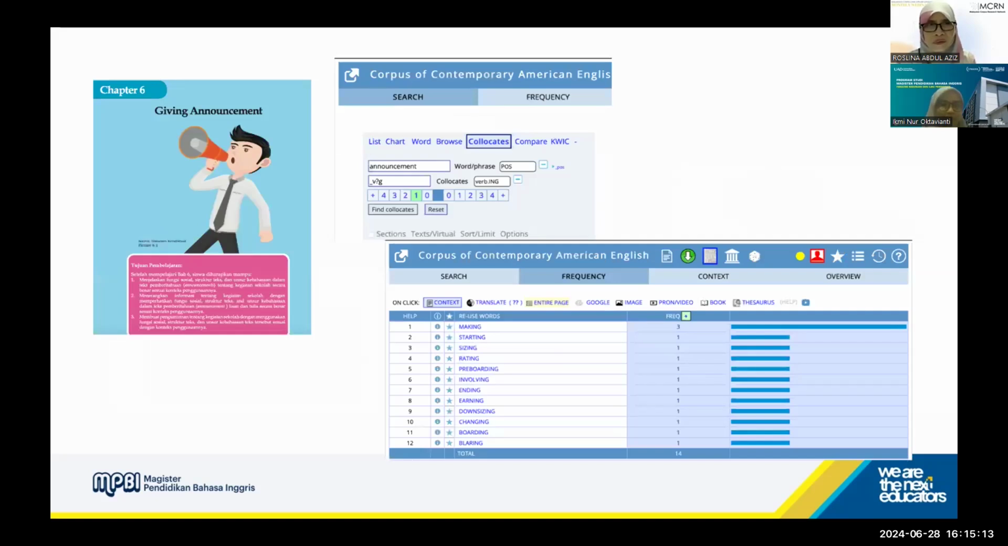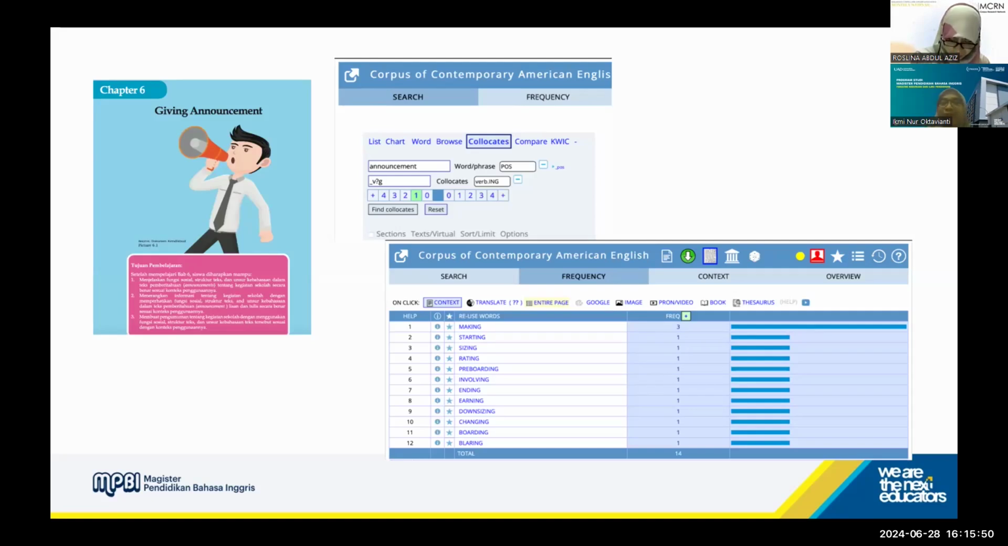And this is one of the titles of the book chapters in the textbook published by the government. We can see the title of the chapter there, "Giving Announcement," which is quite interesting for me, because when I check in COCA, the noun announcement and the verbs that precede the noun, we can see that the verb giving is not included there. So this construction is not frequent in English, or even rare.